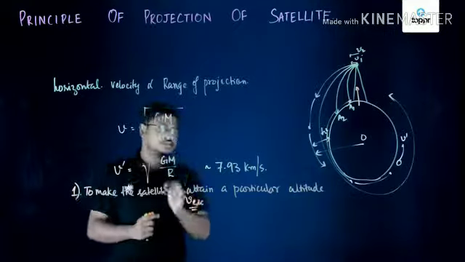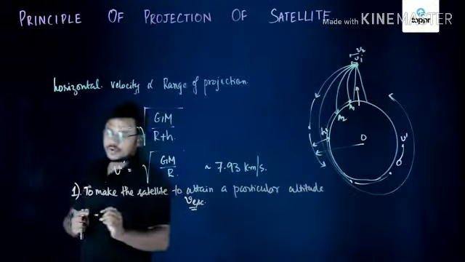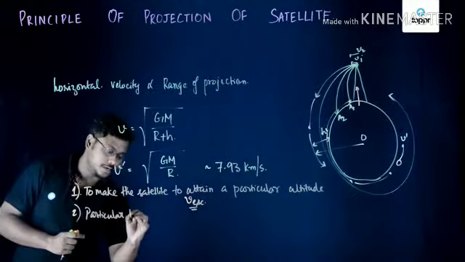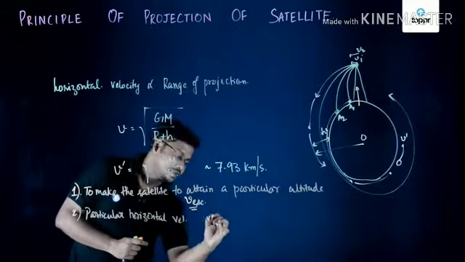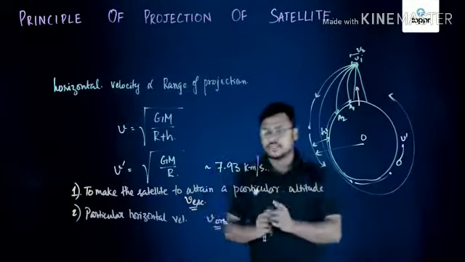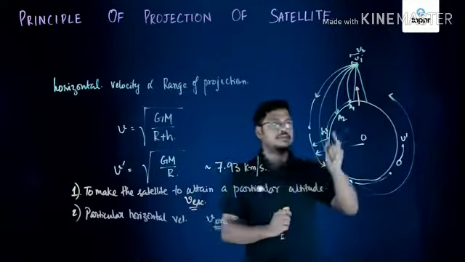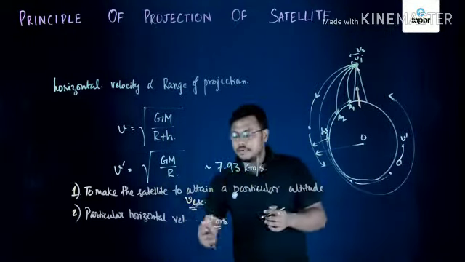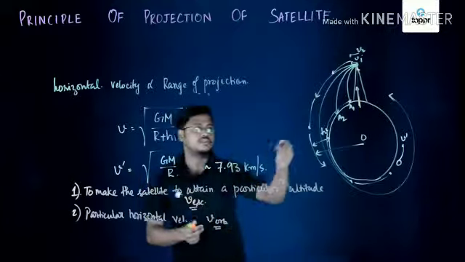So we need to apply the escape velocity first, and once the satellite has attained the required altitude, then we need a particular horizontal velocity, that is, V orbital or orbital velocity. So we need the two velocities. The escape velocity is the vertical velocity which is provided to the satellite to take it to a particular height h, or any height from where we want to project, and V orbital is the horizontal velocity with which we will launch the satellite to make it revolve in a particular orbit.